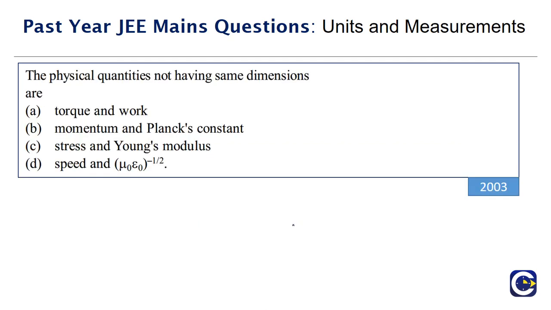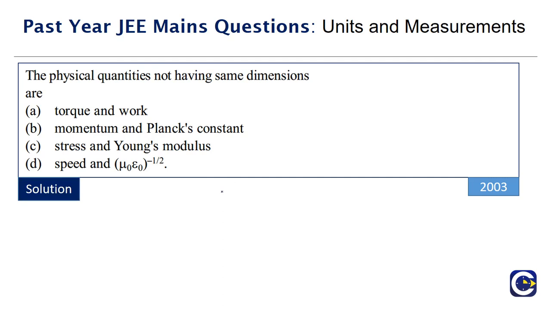Now we'll go to the question that came in 2003. The physical quantities not having the same dimension. Here we have 4 sets of physical quantities. Option A, we have torque and work. Option B, we have momentum and Planck's constant. Option C, we have stress and Young's modulus. Option D, we have speed and mu naught into epsilon naught whole power minus half, which is nothing but 1 by root mu naught into epsilon naught.